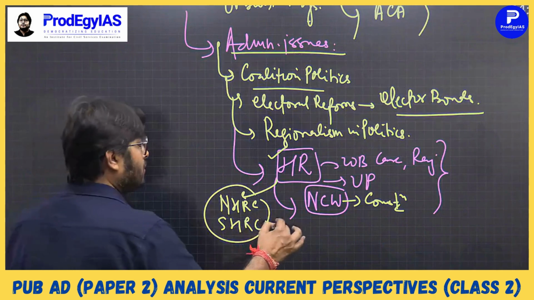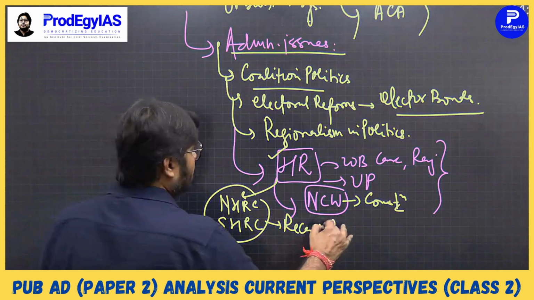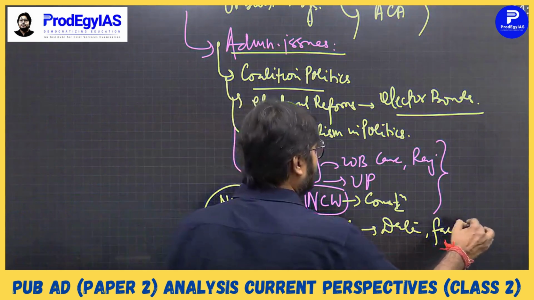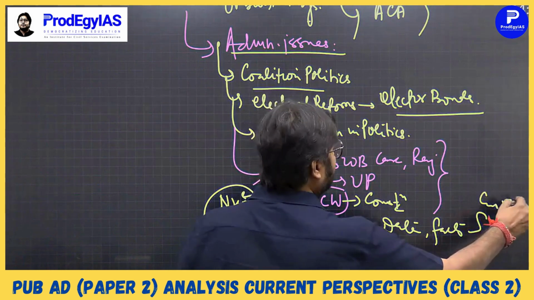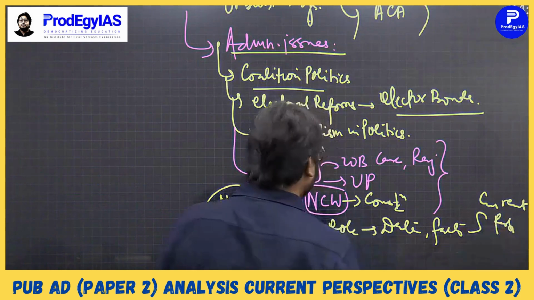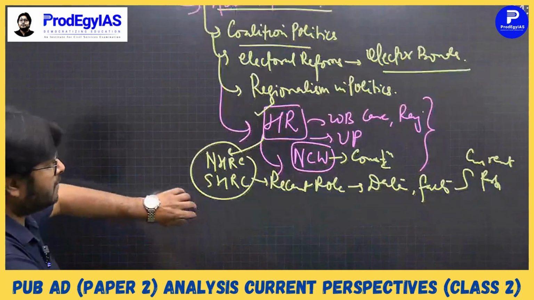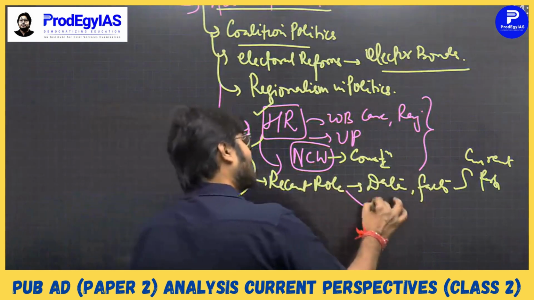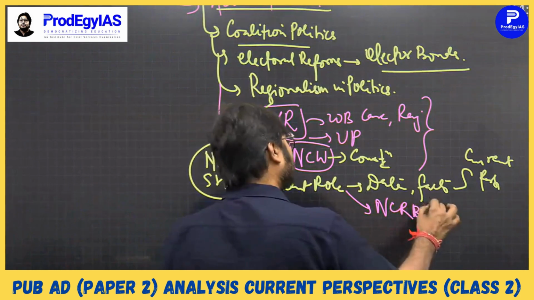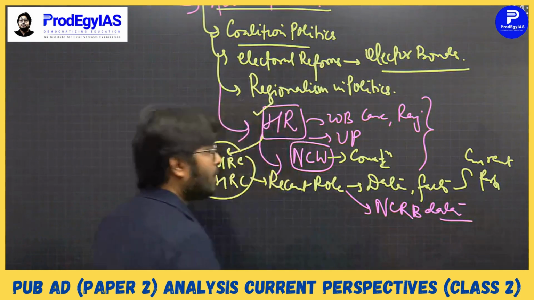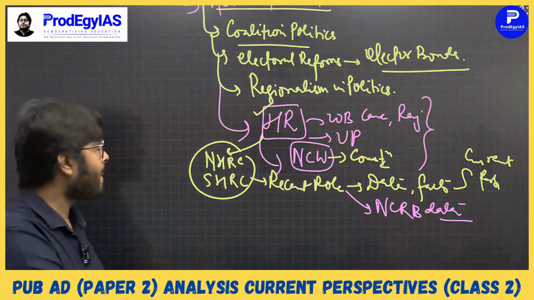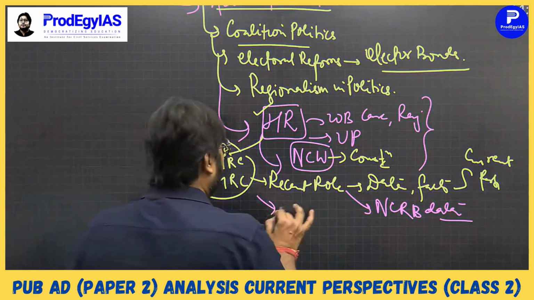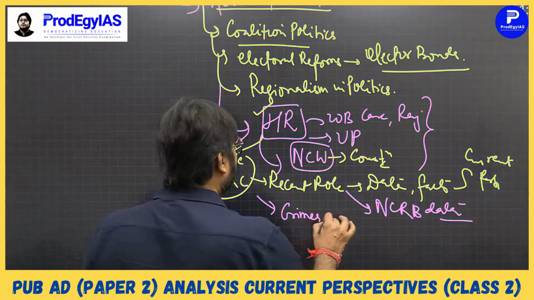Recent role. This is also very important. Here also you need data, facts, some current issues or current perspectives. Without this, you cannot write it. So data, facts, current perspectives. You can use NCRB data, National Crime Record Bureau data. So this is also an important issue: crime against women, protection of women.